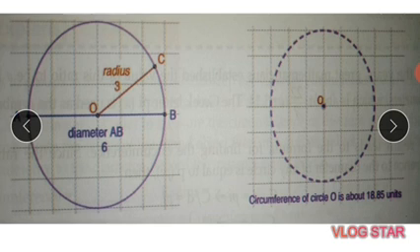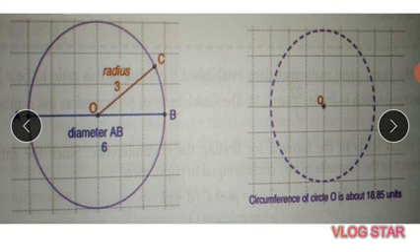So when you say diameter, from this point to this point is the diameter, from end to end, while the radius is from the center to the line of the circle, or it is half of the diameter. So if the diameter is 6, then the radius is 3.